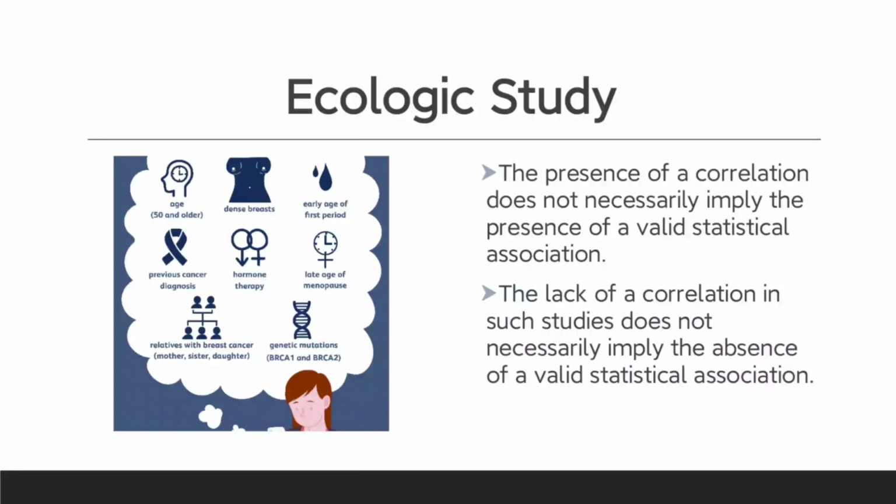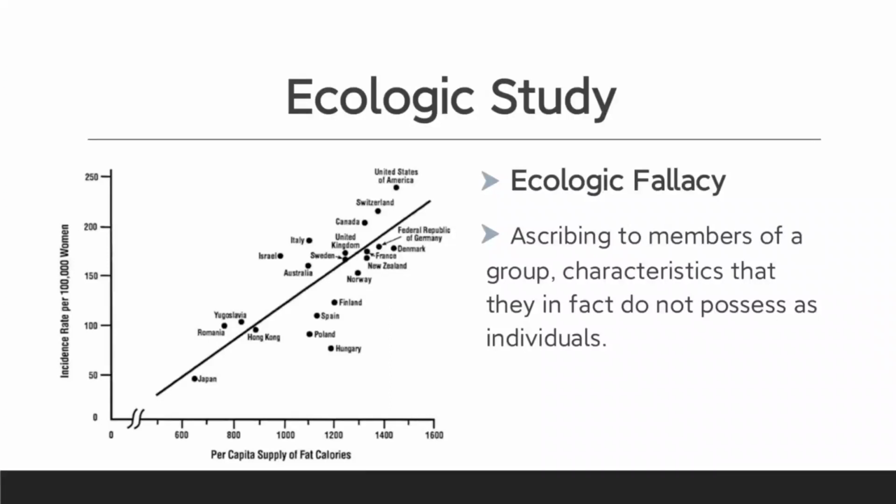So keep in mind, another good example here is what we call the ecologic fallacy, so you can understand better. It is ascribing to a member of a group characteristics that they in fact do not possess as individuals. So, when we say ecologic fallacy, this is one of the major limitations of ecologic studies. Let us go to the second slide.